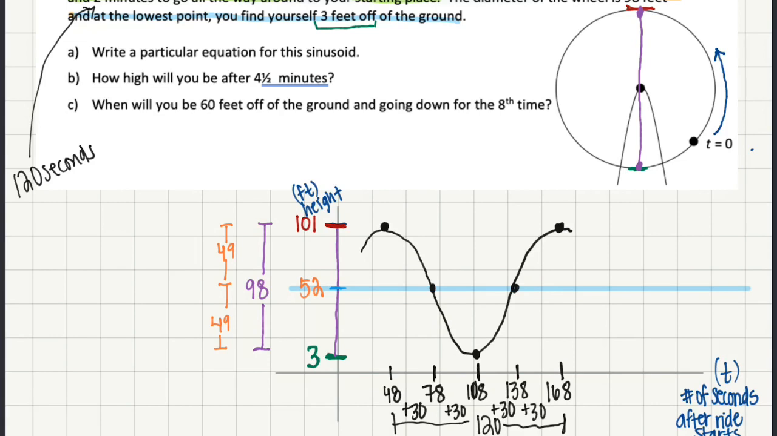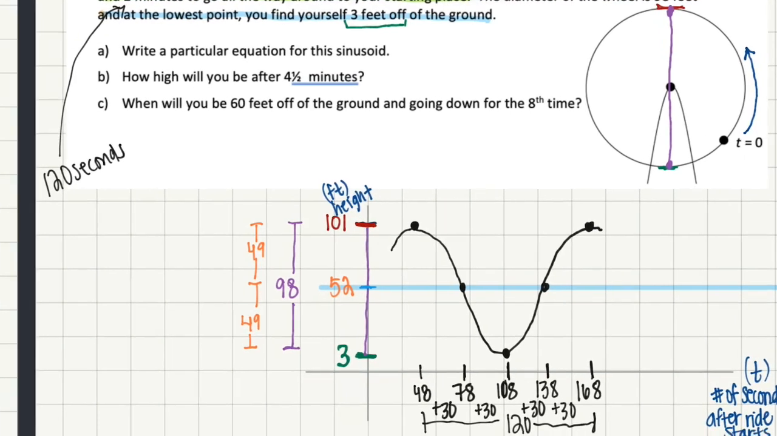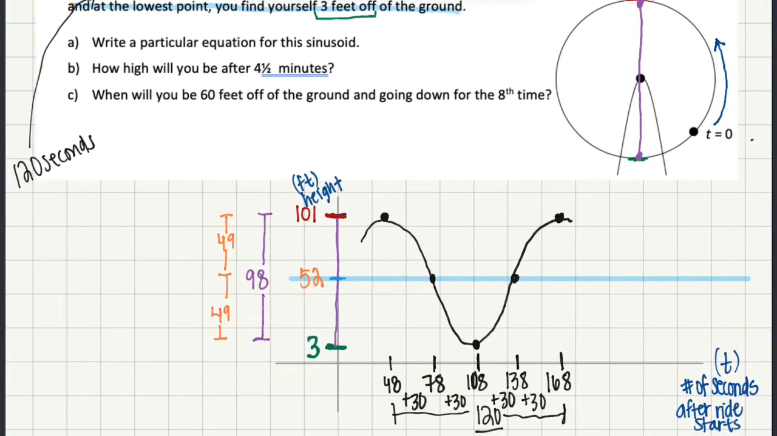So we know that our midline, I'm going to do everything else now in this bright green. We know the midline is at 52, so D is 52. We know the amplitude. Your amplitude is your distance from your midline to your max or your midline to your min. In either case, we know that that value is 49. So A is equal to 49.